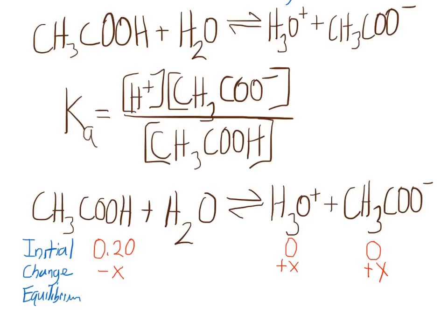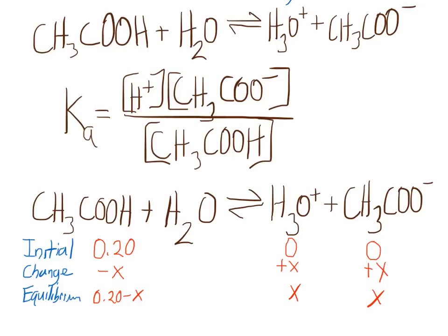Alright, so now equilibrium is basically going to be 0.2, what we started off with, minus x. And then for the equilibrium row, you're basically just adding the first two rows. So the next two are just going to be x and x. Alright, so we're almost there. Basically what we just figured out is at equilibrium, the concentration of the acetic acid is 0.2 minus x, the concentration of the hydronium ion is x, and the concentration of the acetate, or conjugate base, is x.